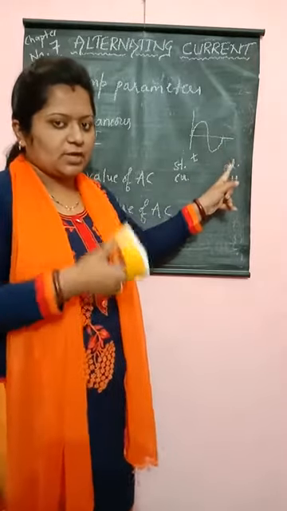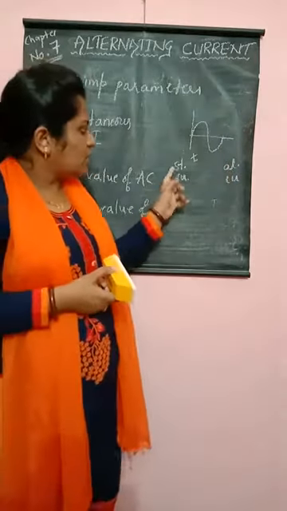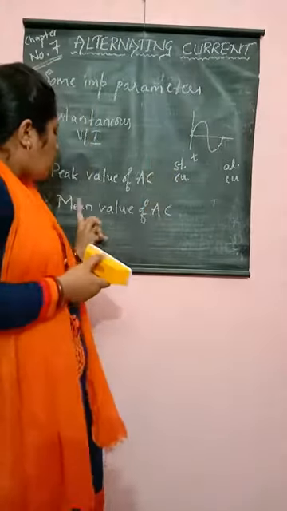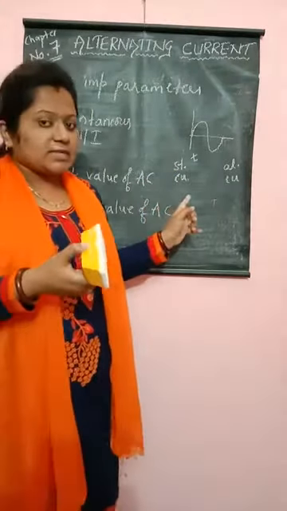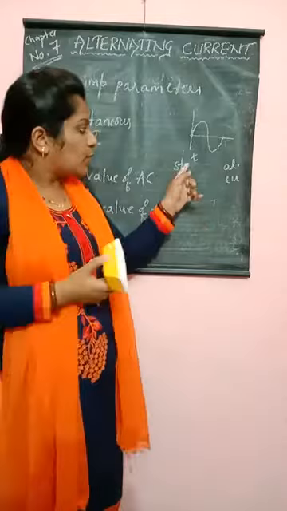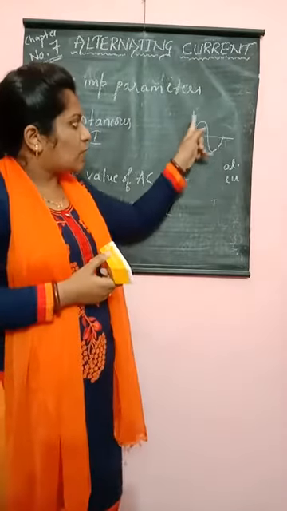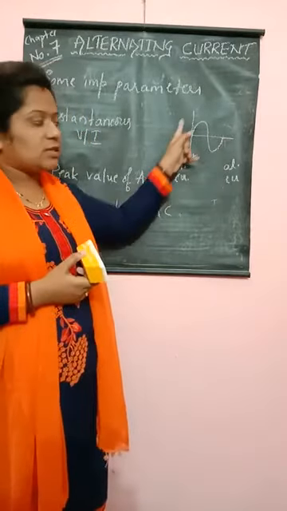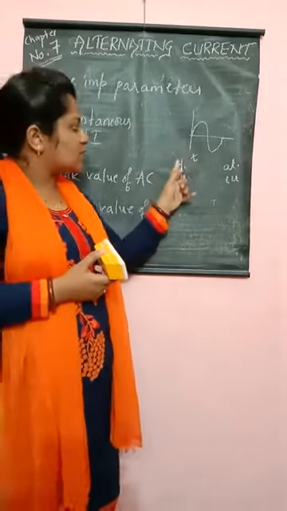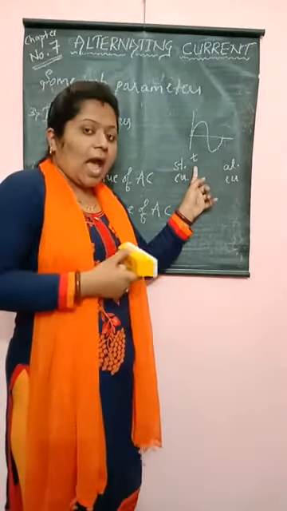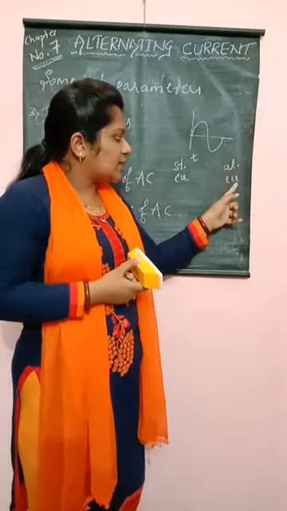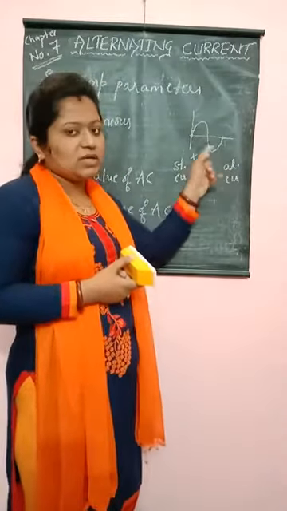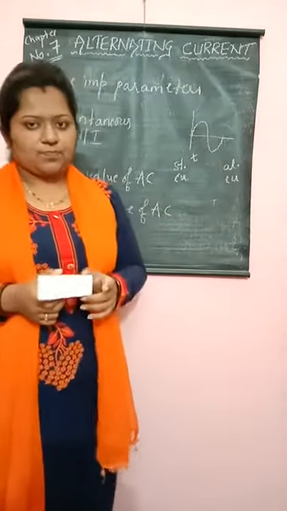In half of the time. Once again I will explain. The mean value of AC can be defined as that steady current which produces some amount of charge in a given circuit in a certain time interval T, as produced by the alternating current in the same circuit in half of the time. Understood?